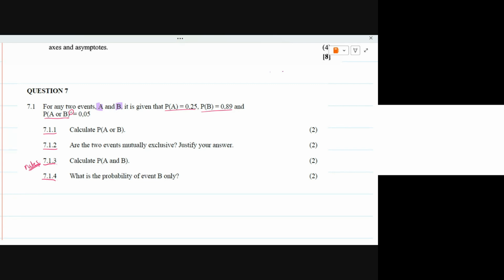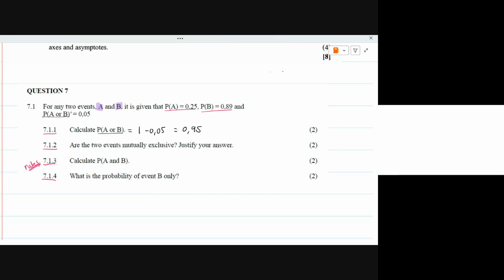Okay, lovely. Right, so we are told here to calculate the probability of A or B. Now, if they've told us to calculate the probability of A or B, and they've given us the probability of A or B not, then the probability of A or B is just going to equal 1 minus the probability of A or B not. So 1 minus 0,05, which is equal to 0,95. That's all. Okay. 0.95.